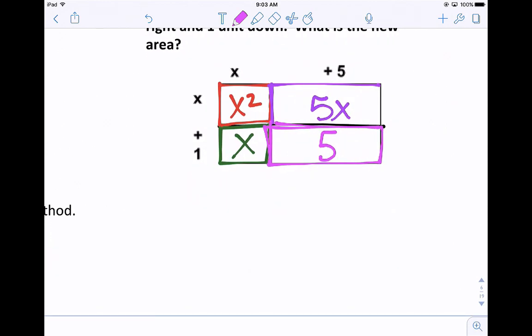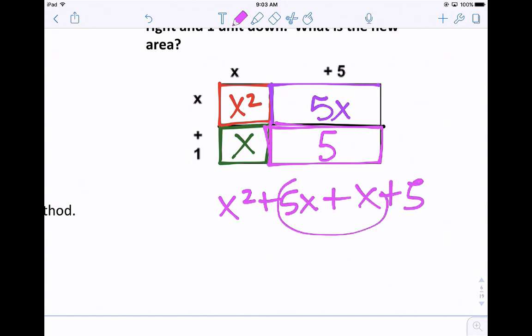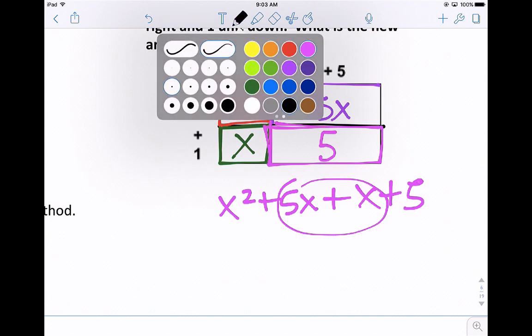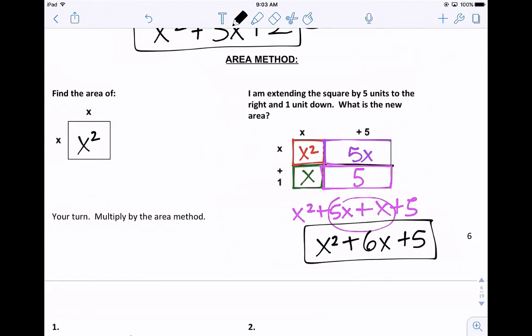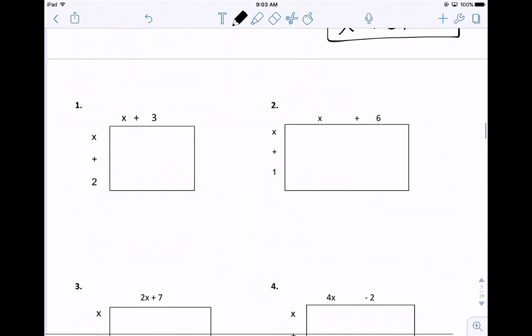So you multiply each part of those and then add them together. We have x squared plus 5x plus x plus 5. And again, you can combine some of the terms here, the x's. So the final answer is x squared plus 6x plus 5. And that is the most simplified you can do. So that's called the area method. Find the area of each box and then combine like terms, add them together. So let's do a few more.